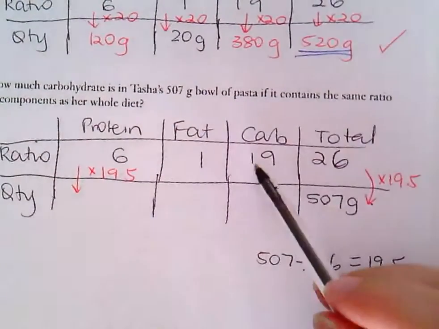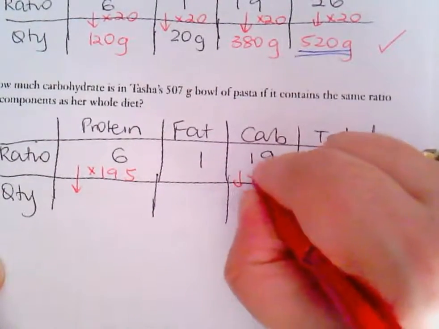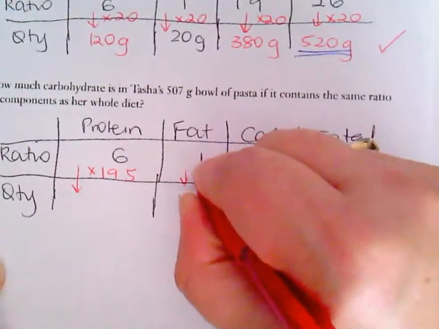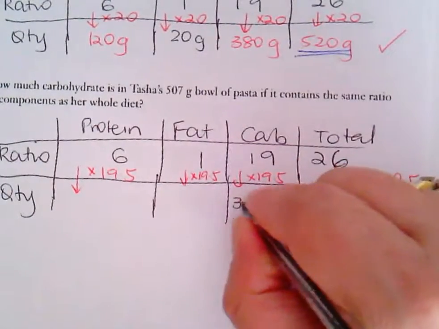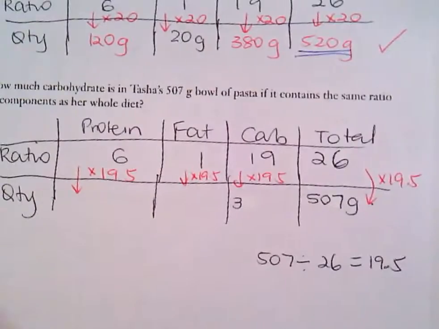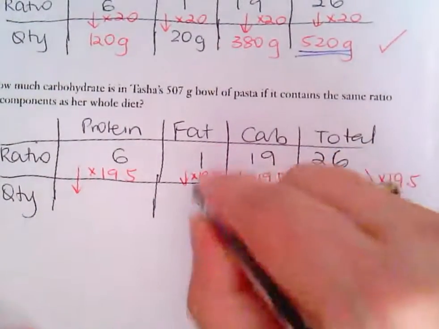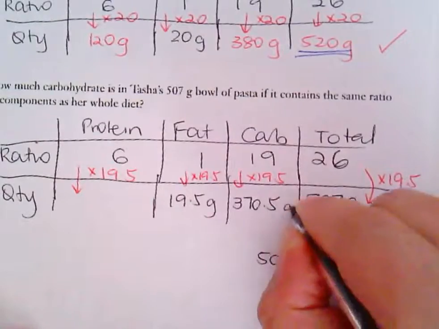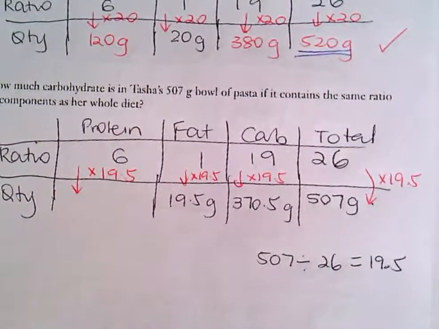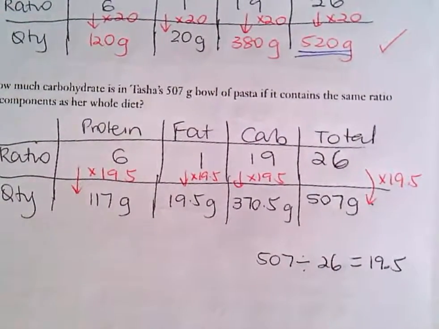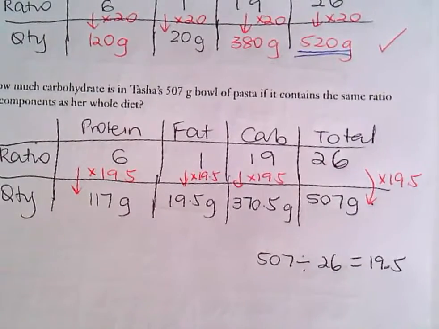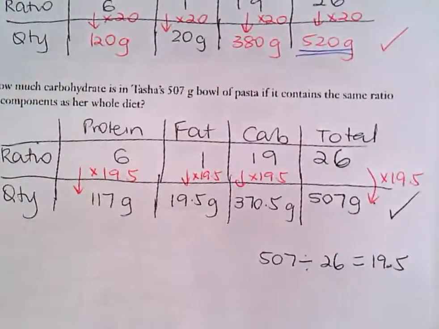But they're just asking how much carbohydrate, so I wouldn't need to work them all out. I would just need to work out the carbohydrate one. So 19 times 19.5 is 370.5. If we did these others, we'd have 19.5 grams of fat, and 19.5 times 6 would be 117 grams of protein. And if you add your 117, your 19.5 and your 370.5, notice that it adds up to 507.